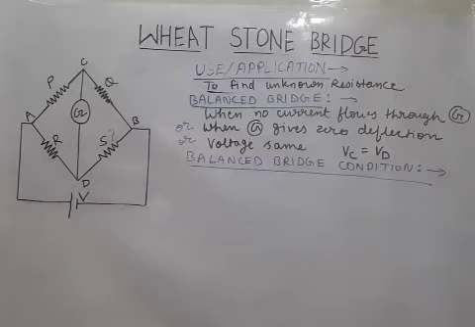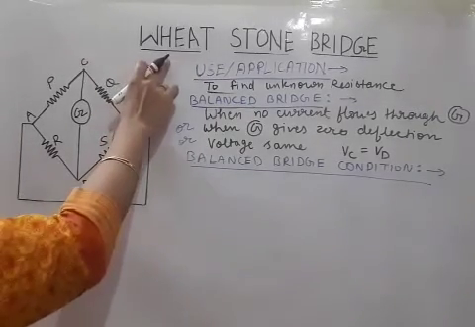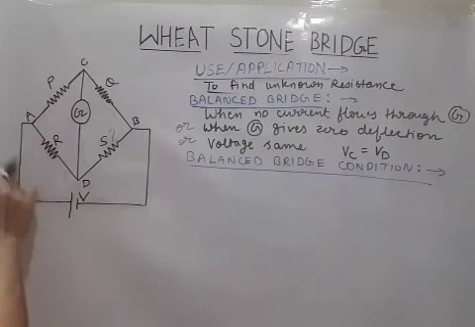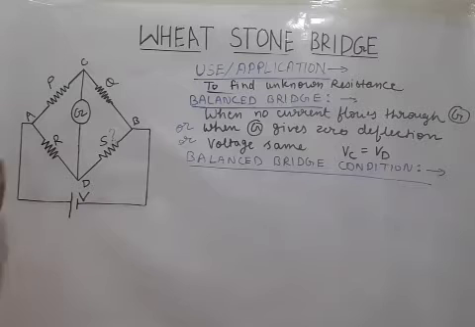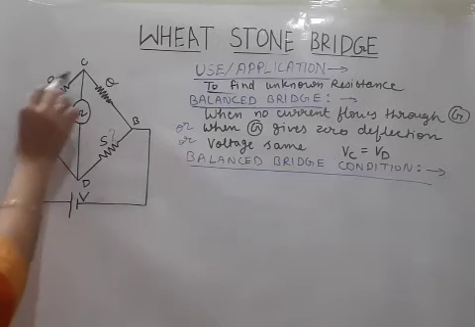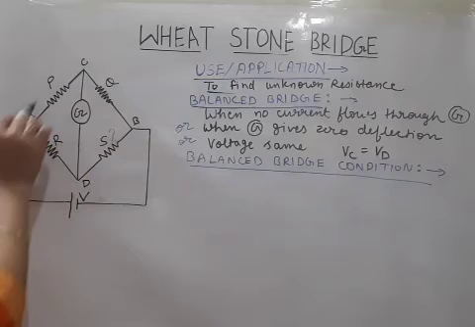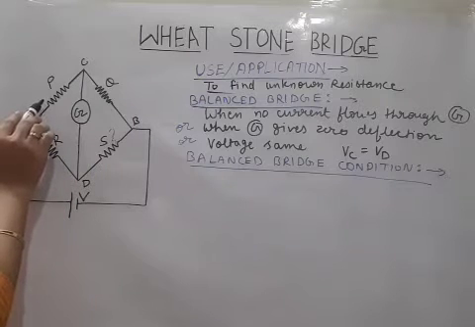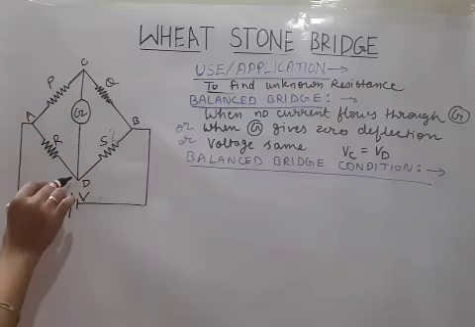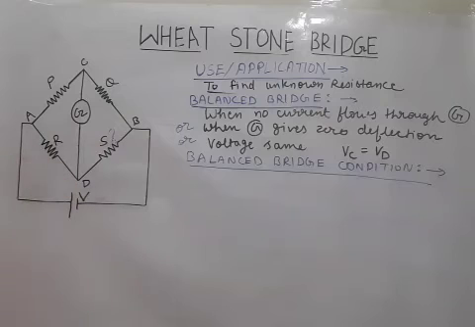Let us start firstly with the Wheatstone Bridge. Wheatstone Bridge is the quadrilateral arrangement of four resistances. Quadrilateral means having four sides. So you see, ABCD is a quadrilateral, and in the quadrilateral each side is represented by a resistance. So P, Q, R, S are the four resistances. This quadrilateral arrangement is called Wheatstone Bridge.